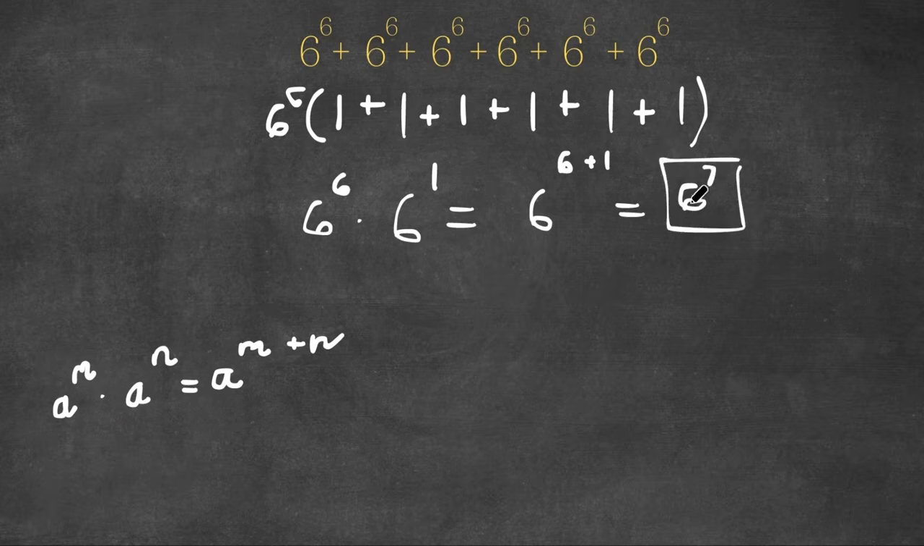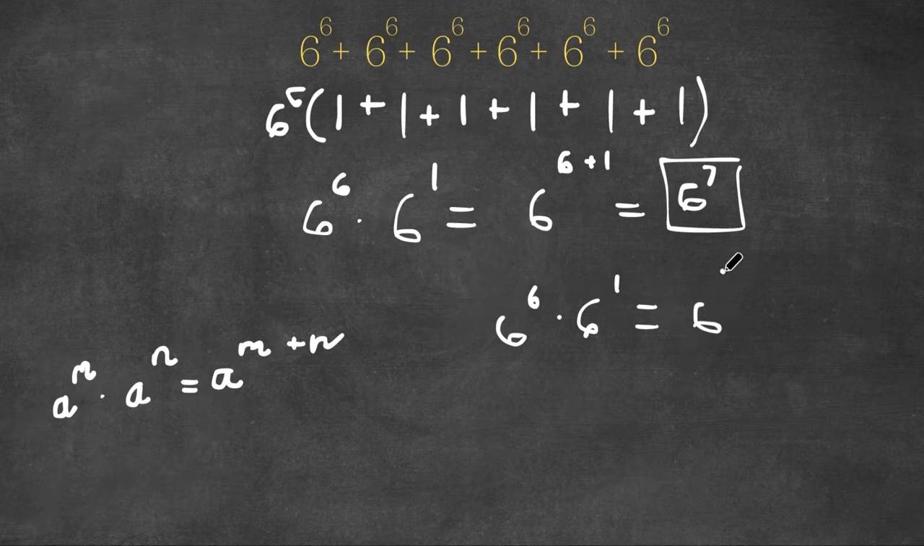Now, an easier way to do it is, instead of factoring out 6 to the power of 6 in the beginning, well, you can already see that there are 6 6 to the power of 6's, right? So that would just be 6 to the power of 6 times 6. And then 6 to the power of 6 times 6 to the power of 1, well, we already did this. This would be 6 to the power of 7. So that's just a faster way of doing it instead of factoring it and doing all of that.